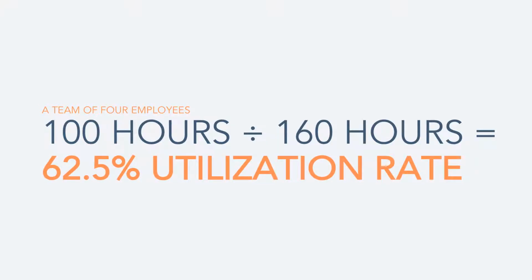If a team of 4 clocks 100 hours of billable work, divide those 100 hours by 160, or the total of 4 employees' 40-hour work weeks. The utilization rate of this team here is 62.5%.